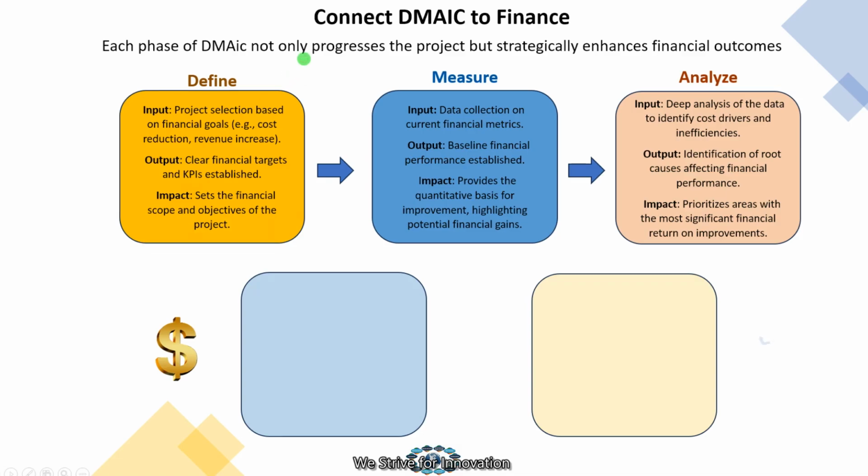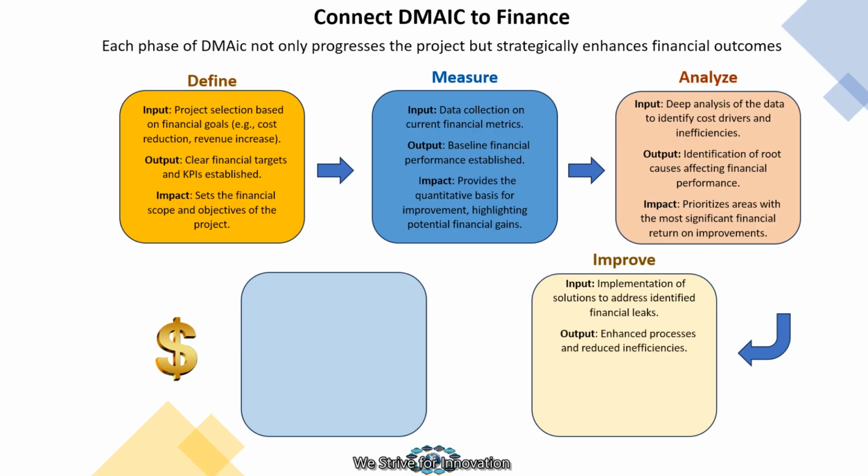Now we'll move to the improve phase. What would be our input? Implementation of solutions to address identified financial leaks. What will be the output of that phase? Enhanced processes and reduced inefficiency. What would be the impact? A direct financial benefit realized from operational improvement. Remember, this is the area where we do the piloting. That means we take one section, apply all this improvement to it, and see what the outcome is. So we will see the benefit and compare it to the current status. Example, reduced cost, improved revenue.